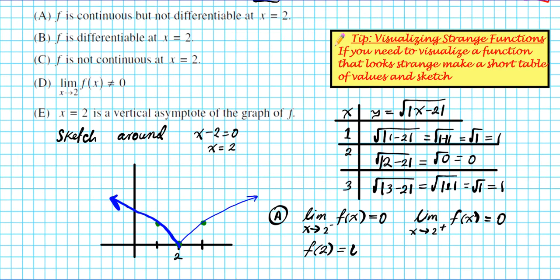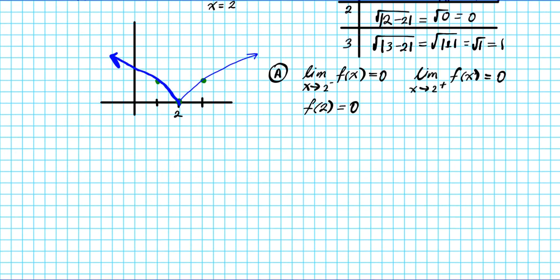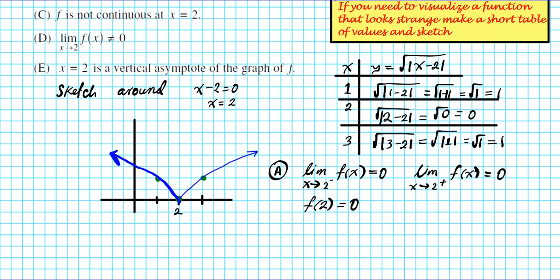F of 2 is 0. So what does this tell us? Since the left hand limit is equal to the right hand limit, and that is equal to the value of the function, that automatically implies that f is continuous at 2. Okay? Alright, now how about differentiability?